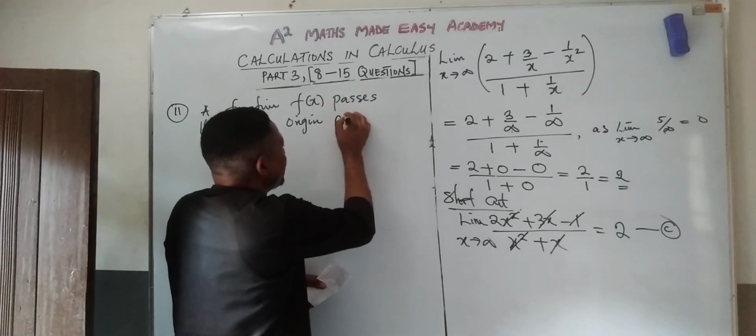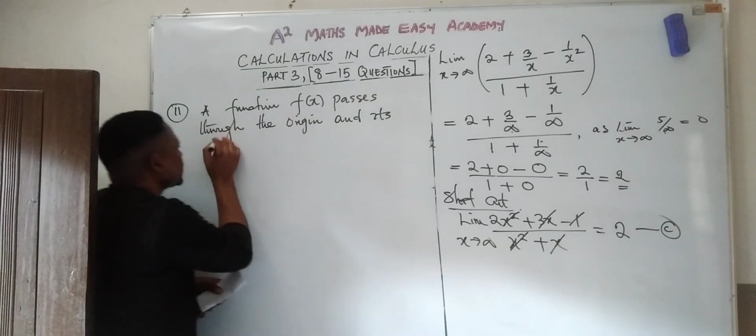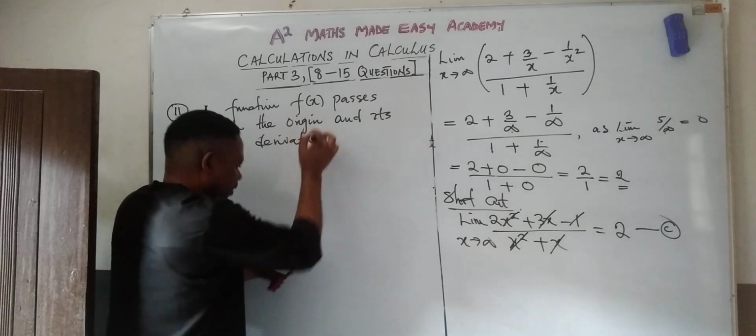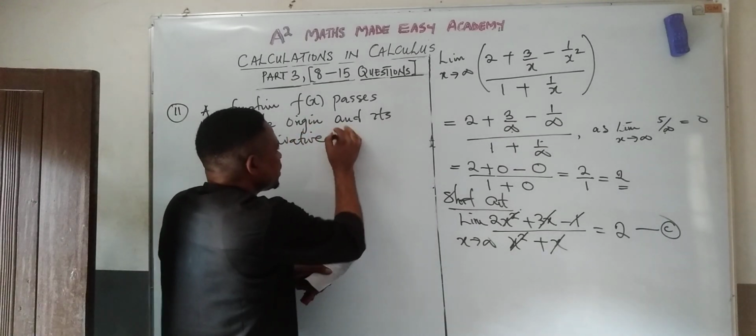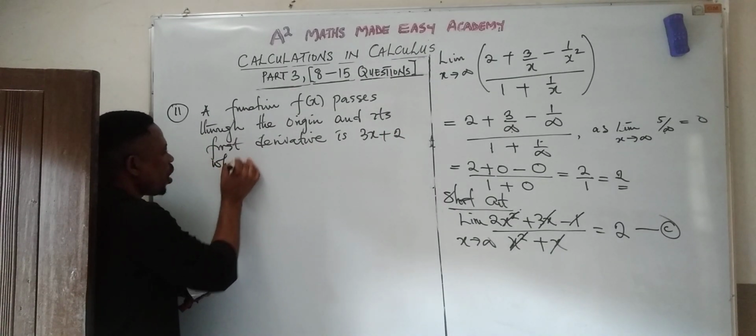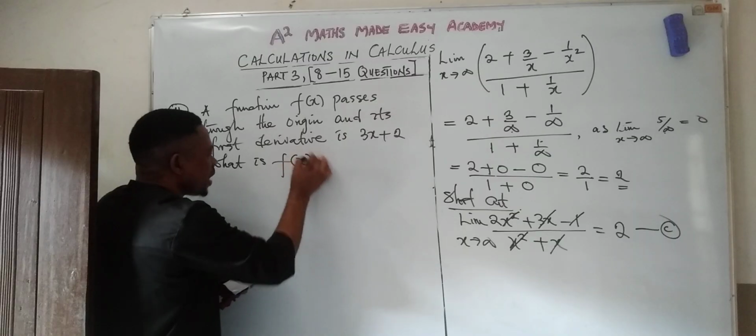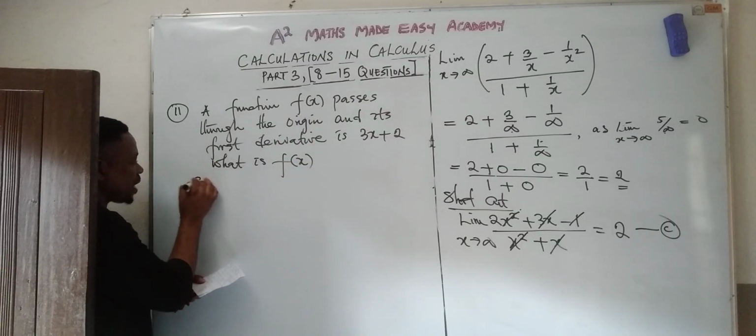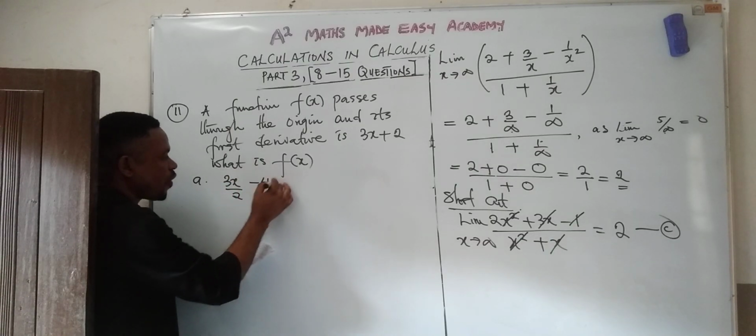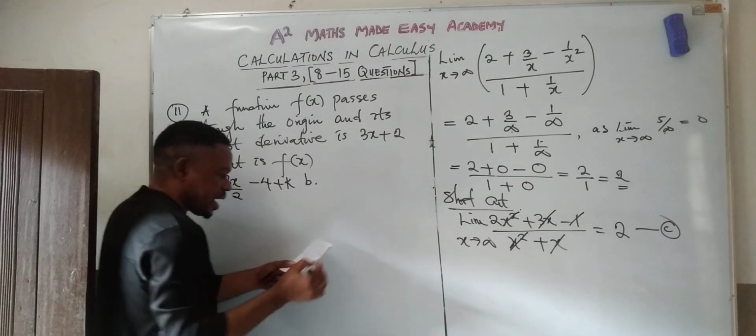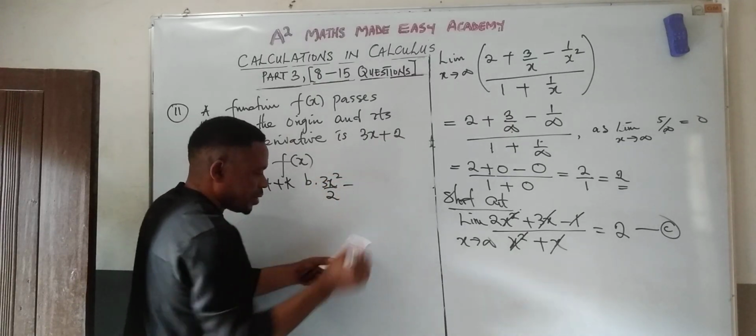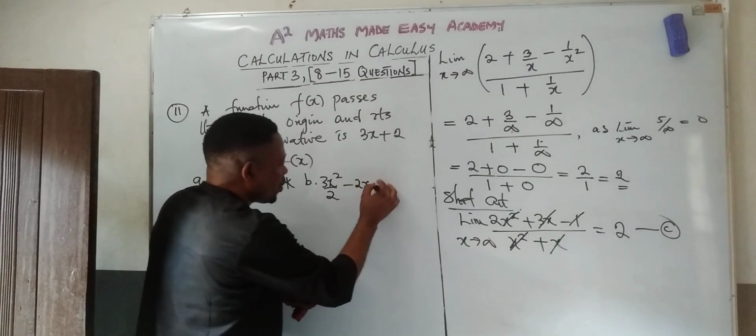And its first derivative is 3x plus 2. Now the question is, what is f of x? Can we take a look at the options? A says 3x all over 2 minus 4 plus K. Option B says 3x squared all over 2 minus 2x plus K.